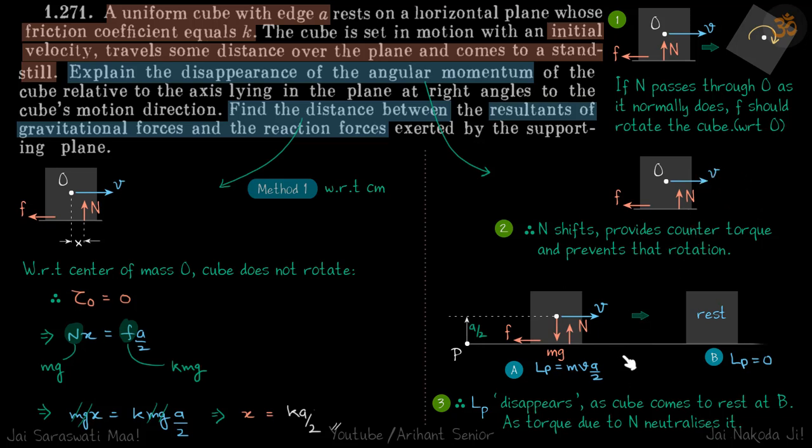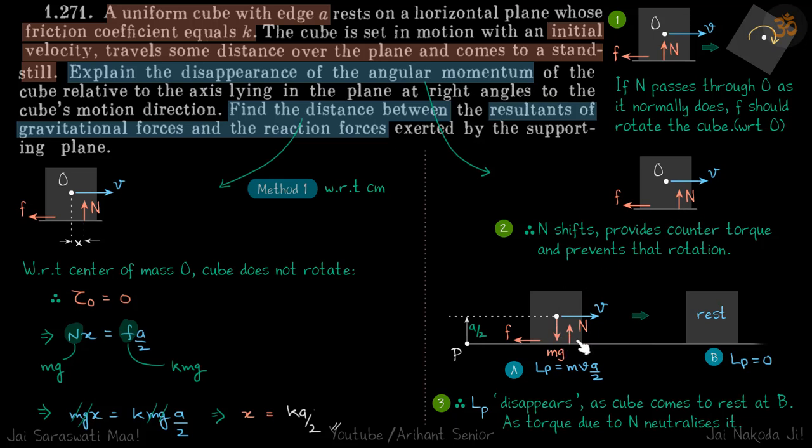So a lot of concepts here. I'll quickly give a brief recap of what's happening. If mg and N were in the same direction, then it cannot slide, because then about O it has to rotate. The torque due to this frictional force will rotate this. So it does not happen. That means N must shift towards the right.